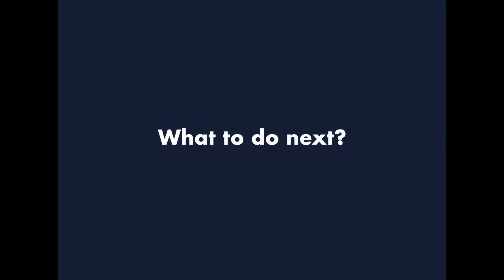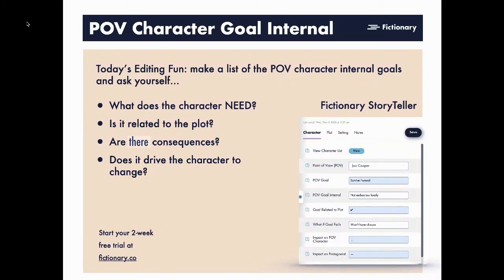So what can you do next to tell a powerful story? So today's editing fun. Guess what? You're going to make a list of the point of view character's internal goals. And then you're going to ask yourself, okay, is that goal something the character needs as opposed to wants? You'll also ask, is it related to the plot? Are there consequences? And does it drive the character to change?